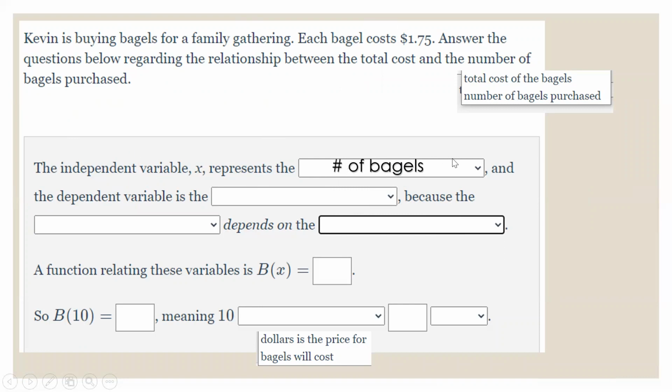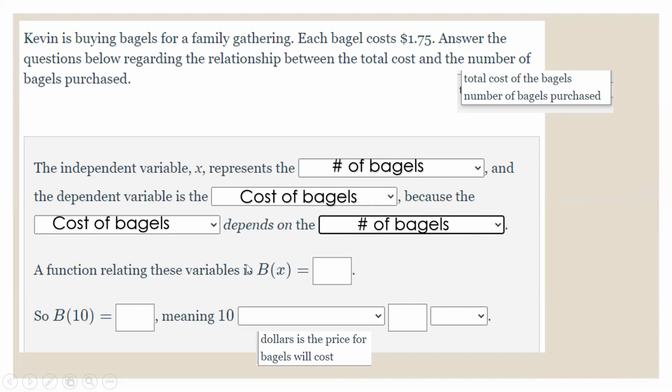Why? Because that will tell you how much the bagels will cost, and the dependent variable is the total cost of the bagels. You wouldn't be able to figure out the total cost unless you knew how many bagels you have. So that's why the cost of bagels is dependent on the number of bagels that you buy. Again, the cost of bagels depends on the number of bagels.